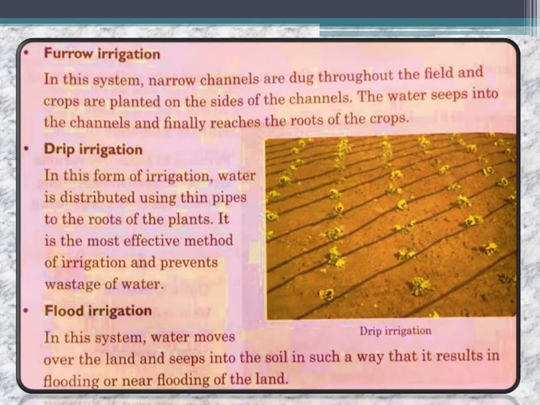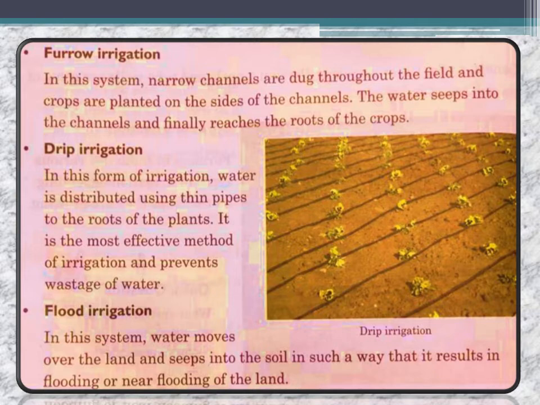So here we will discuss different types of irrigation. So first we have furrow irrigation. Now what happens in this system? In this system, we dig narrow channels all over the field. After that, crops will be planted on the sides of the channel. And the water will seep into the channel and through the channel it will reach the roots of the crops.